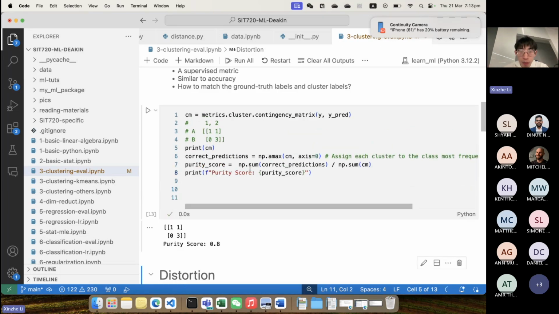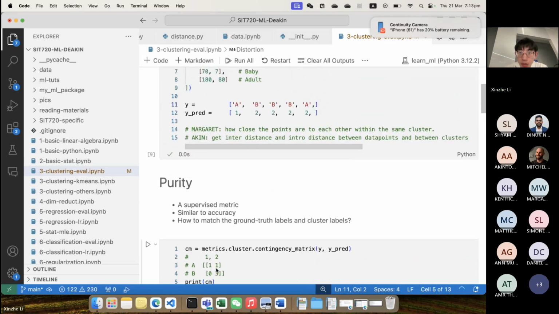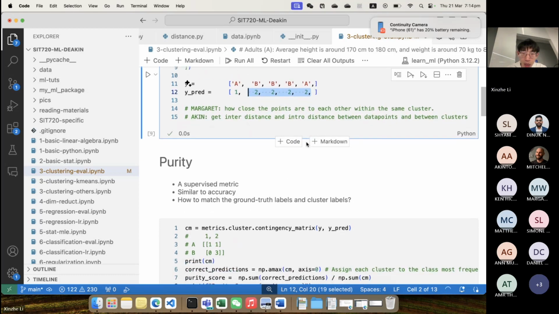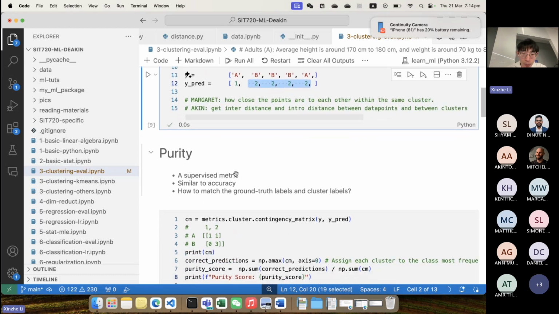Now we get the purity score is 80%, right? We have 5 examples, and 4 of them are correctly predicted. I mean, it's not really correctly predicted because it's a hypothesized mapping between the labels and clusters. We have 80% accuracy. 4 examples are correctly predicted.